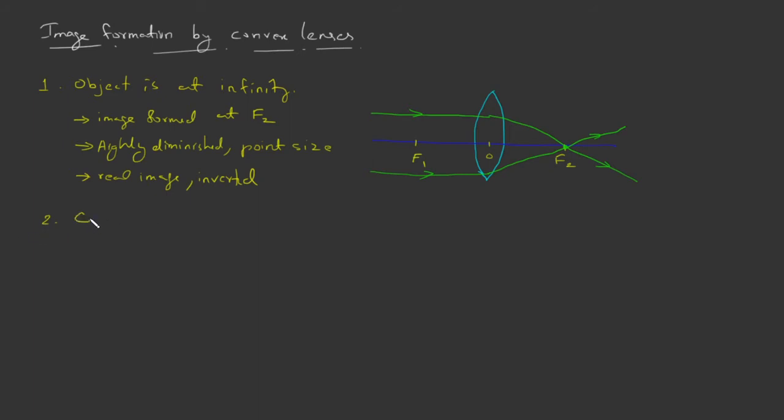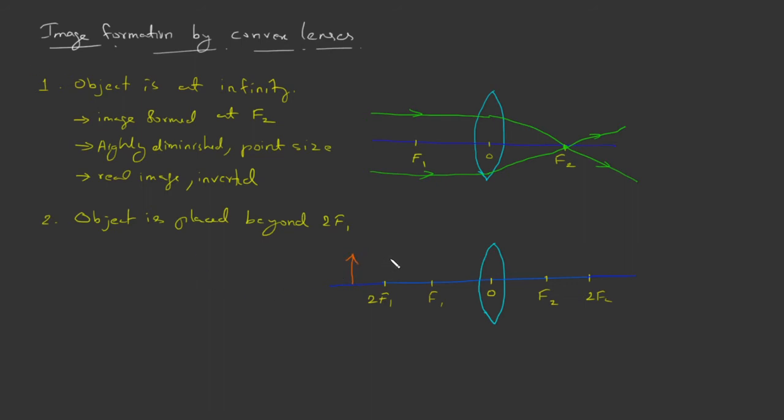Second case is if the object is placed beyond 2f1. Here also we are going to draw the ray diagram to understand the image characteristics. So we draw a convex lens, we draw the principal axis, mark the positions of optical center, f1, 2f1, here f2, 2f2. We can extend this principal axis something more here to draw the object. Now we are going to place an object beyond 2f1.